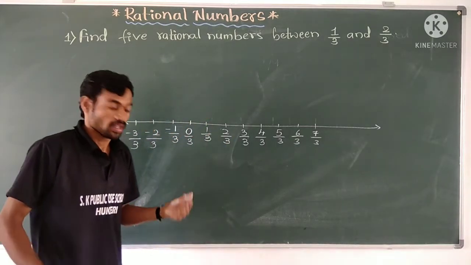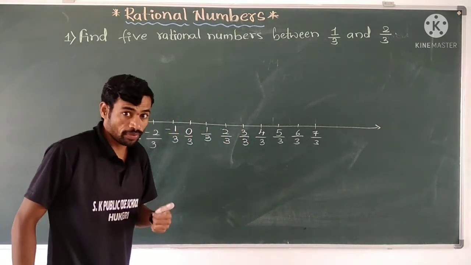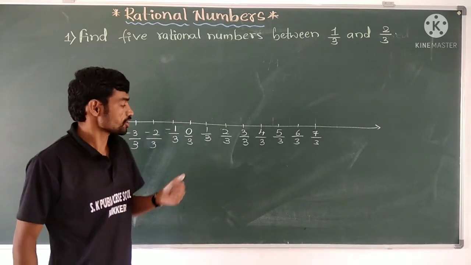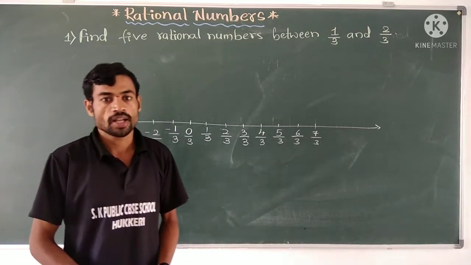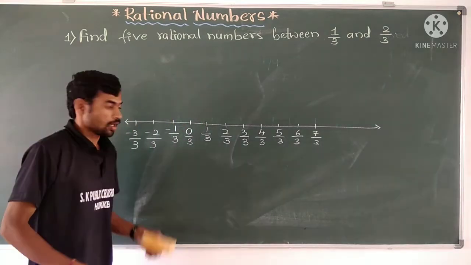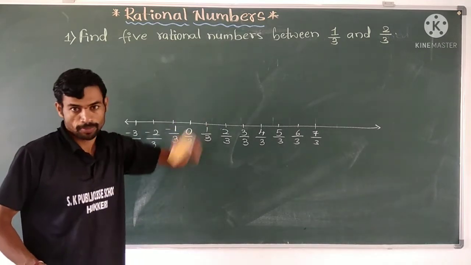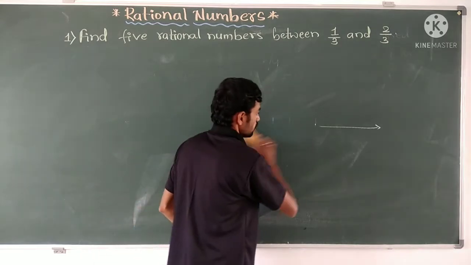Just now I have given a note. What note have I given? There are infinitely many rational numbers between two given rational numbers. Now see how to find the 5 rational numbers between 1 by 3 and 2 by 3.